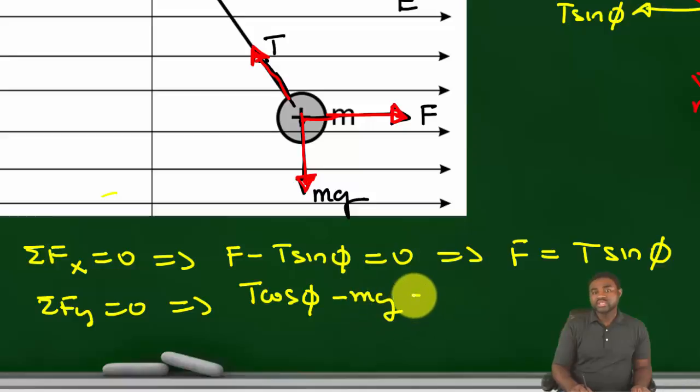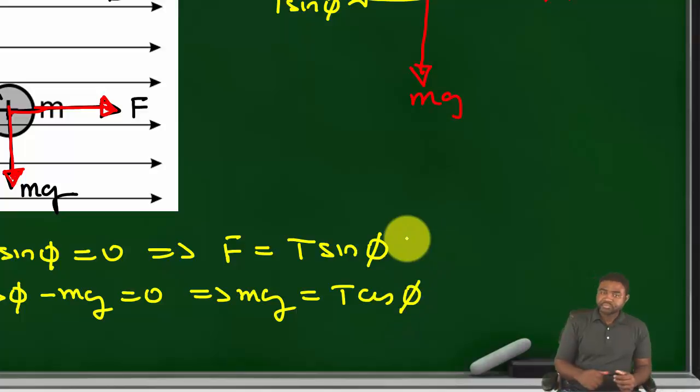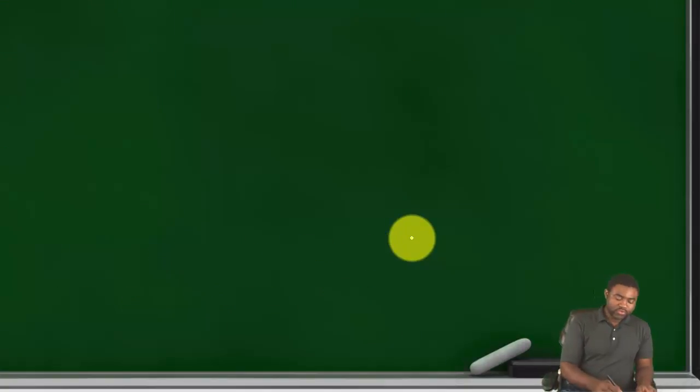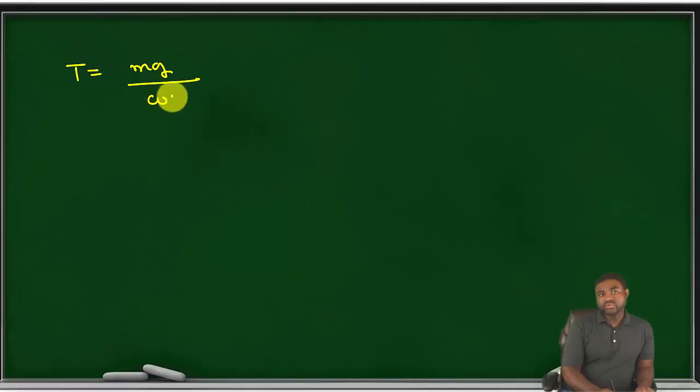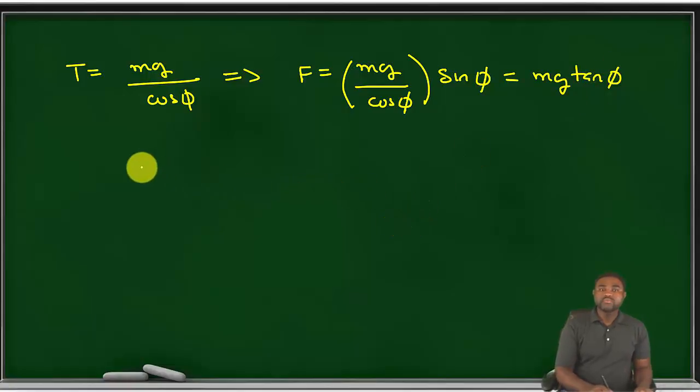Similarly, the sum of forces in the y direction is zero, which implies that T cosine phi minus mg equals zero, which means that mg is equal to T cosine of phi. So we know that T will be equal to mg divided by cosine of phi, which implies that F will be equal to mg over cosine of phi multiplied by sine of phi. This will be equal to mg tan phi.